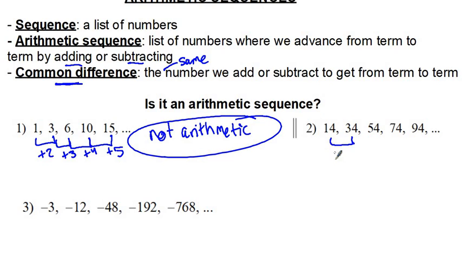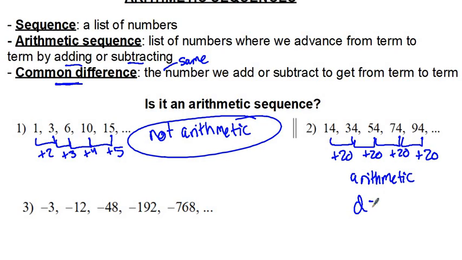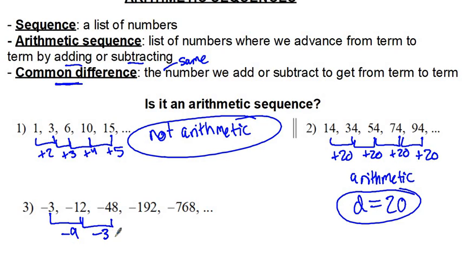Right here, from 14 to 34, we're going up 20, then up 20, and then up 20, and so on. So in this case, it is an arithmetic sequence because we're always increasing by the same common difference. And usually we symbolize common difference with the letter d. In this case, d would be 20. This last one right here, we're going down by 9, then down by 36, then down by 144. So this is definitely not a common difference.